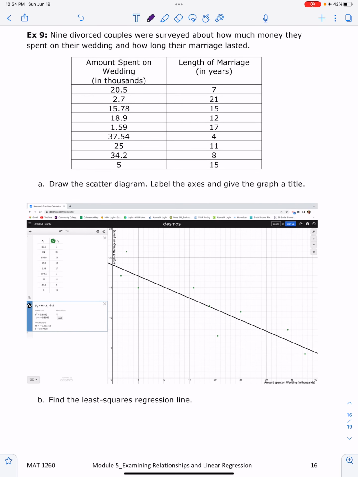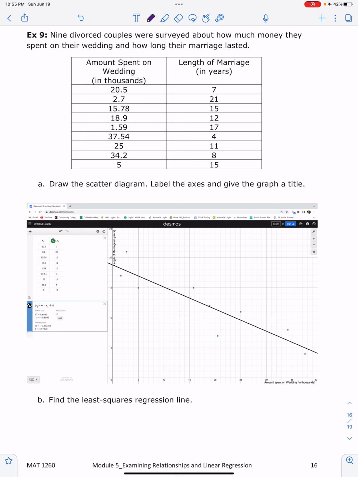Okay, here's example number 9, pages 16 and 17. Something I should have mentioned on the last one is this would be a great time to pause the recording and give this a shot on your own and then come back and double check your thinking.